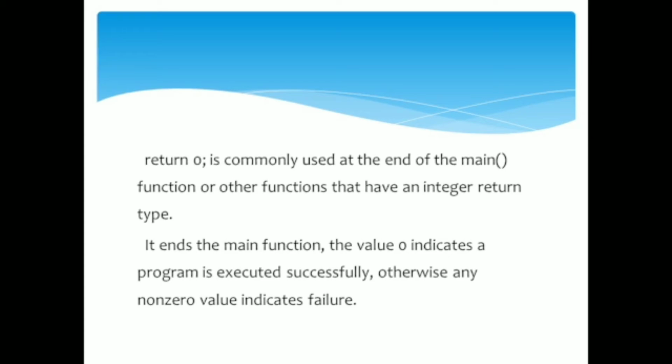Return 0. It is after the cout command. It is commonly used at the end of the main function or other functions that have an integer return type. Return 0 ends the main function. The value 0 indicates a program is executed successfully. Otherwise, any non-zero value indicates failure.